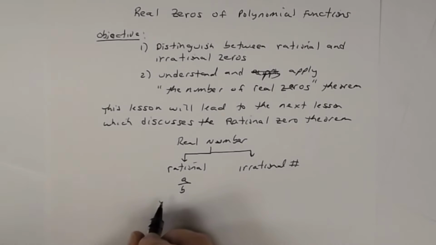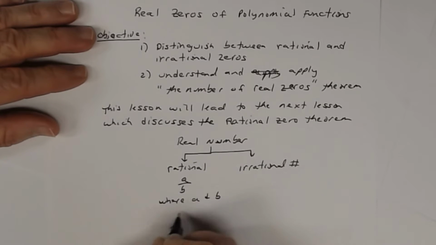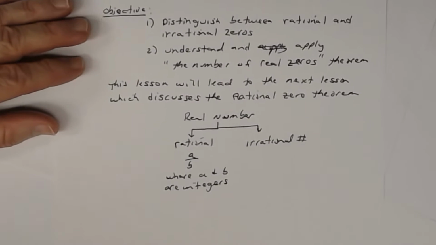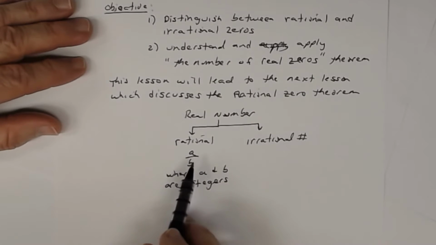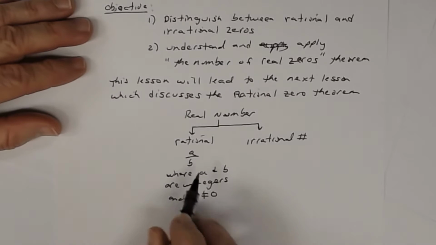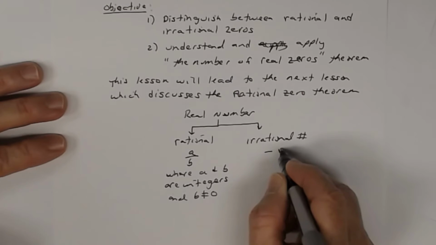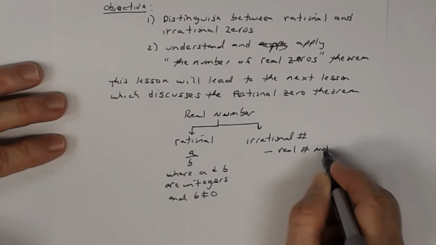So a rational number is any number that can be written in the form a divided by b, where a and b are integers. In particular, remember, you can never divide by 0. So the only integer that b cannot be is 0. A can be 0, but b cannot be 0. And an irrational number, by definition, is a real number that's not rational.